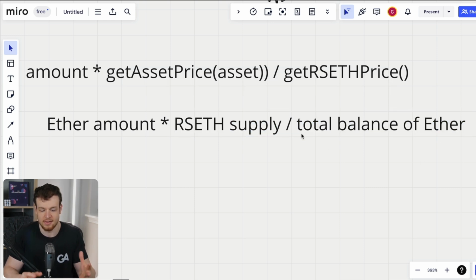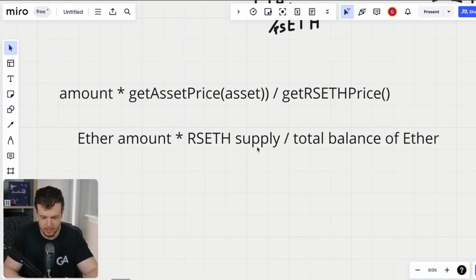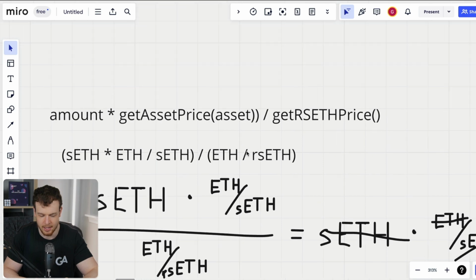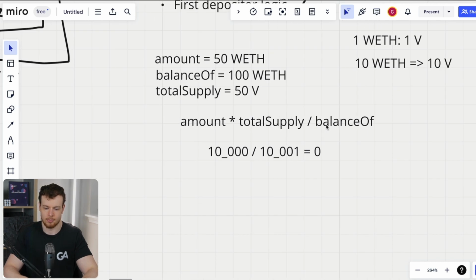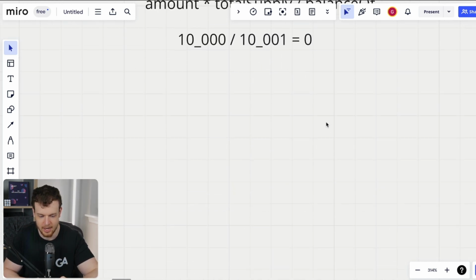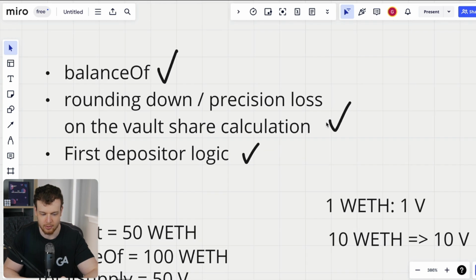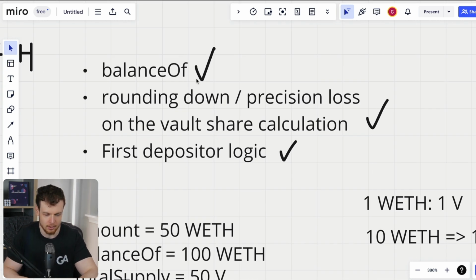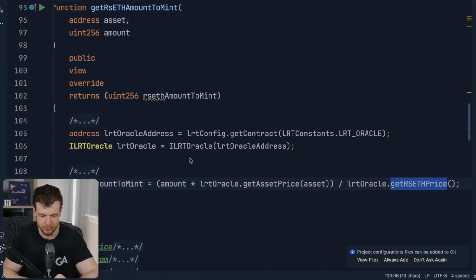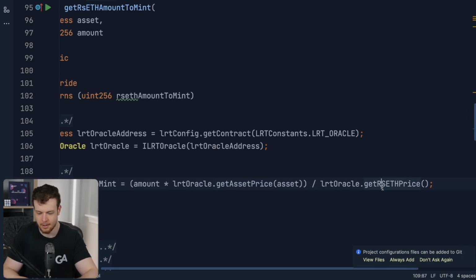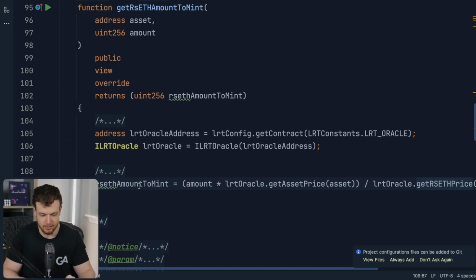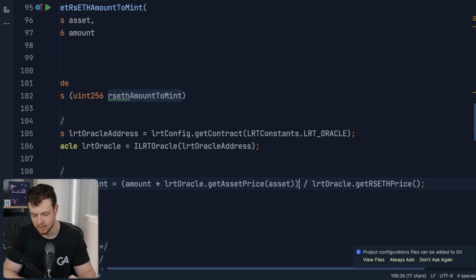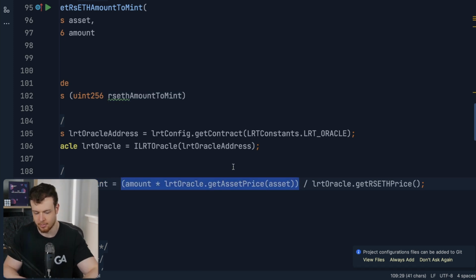And so this is the same formula, right? We've got Ether amount times total supply divided by total balance. If we go back up here, amount times total supply divided by total balance. So what do we have? Well, we haven't actually looked at the straight up formula where this gets computed, but we are hopefully very close to seeing that we indeed have all three of these necessary characteristics. So let's go into the RS ETH price function, because this is what's determining how much of the RS ETH amount you're going to get minted depending on how much Ether value you're depositing into the system.